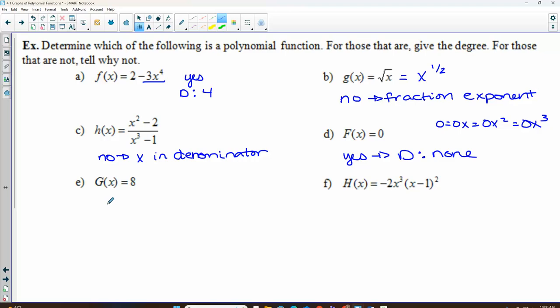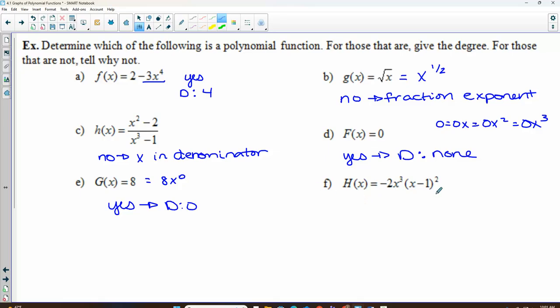E, would this one be a polynomial? Yes. My degree, that's like the highest power of x, or another way of saying it is how many x's are in this? Do we have any? No, so this is degree 0. The reason is 8 is the same thing as 8 times x to the 0 power. So if it's just a constant, your degree is 0. There are no variables. All right.